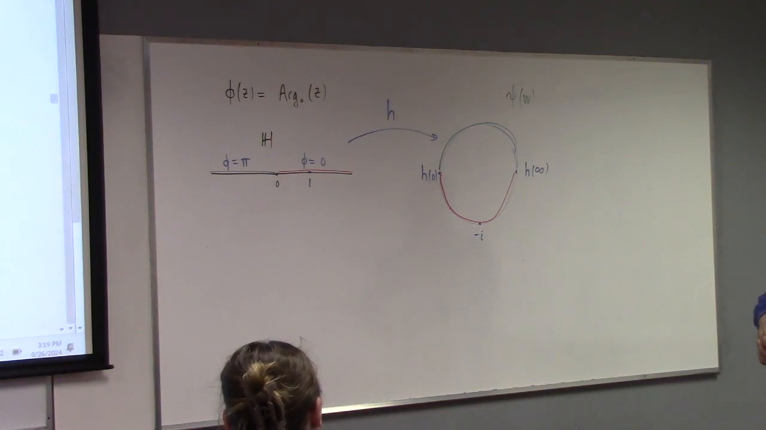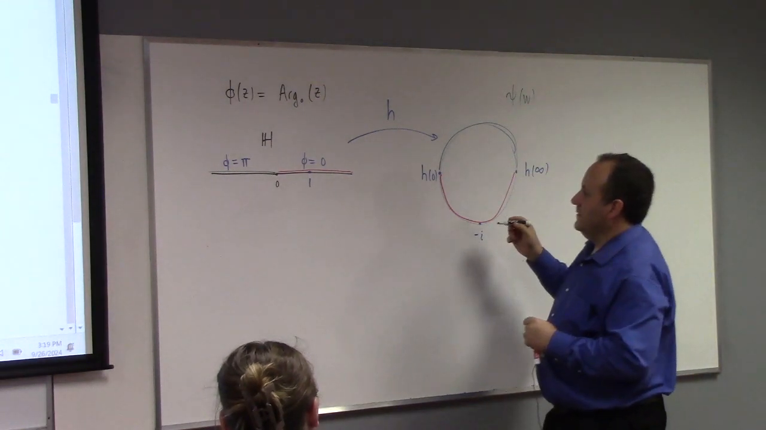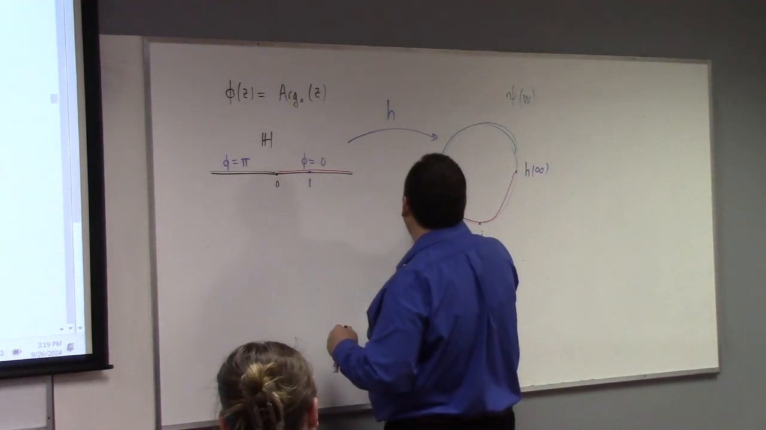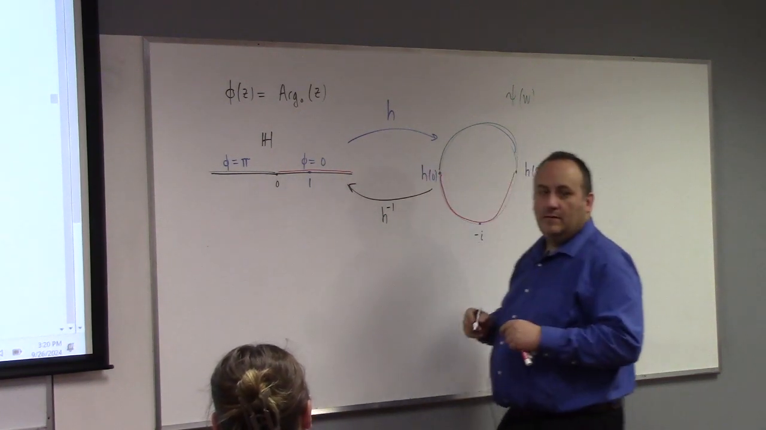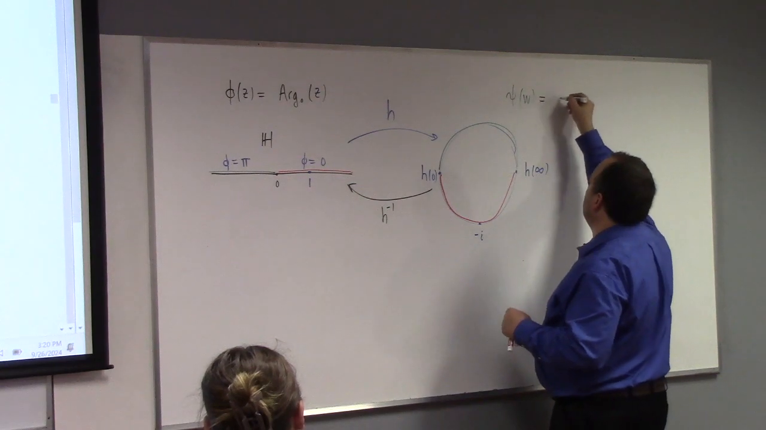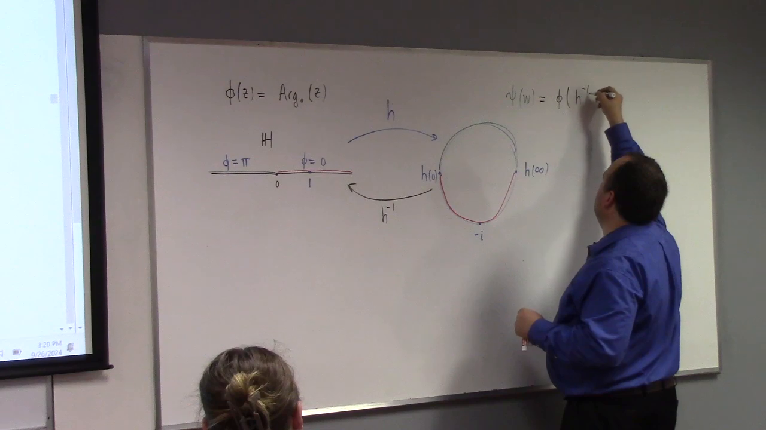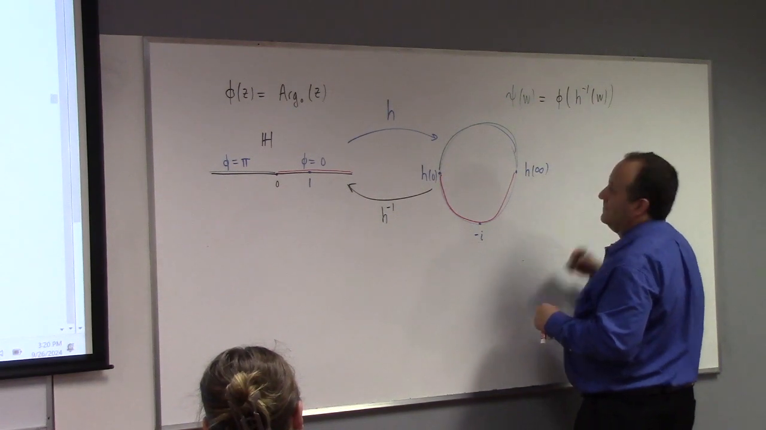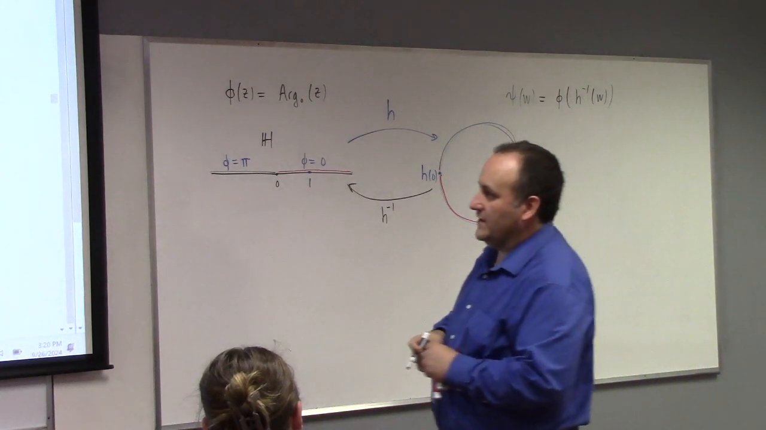So how do I do it? What do I need? So I think I need this over here. I need the inverse map, yeah? So I need to say that this is actually phi of H inverse of W, right? So in order to complete this example, I need to find the inverse. We can do that, though.